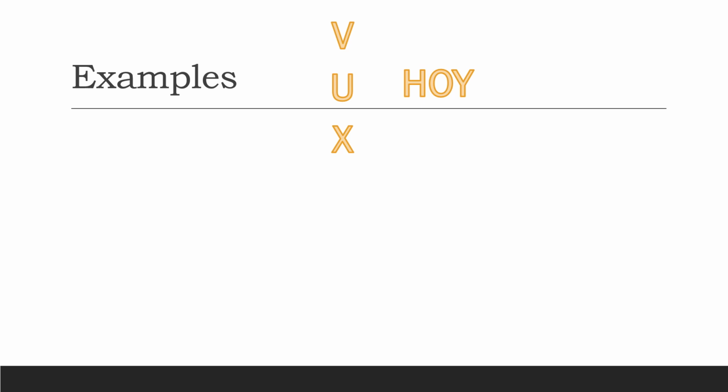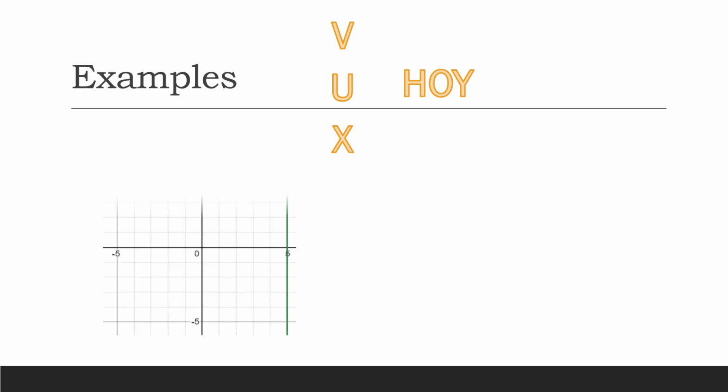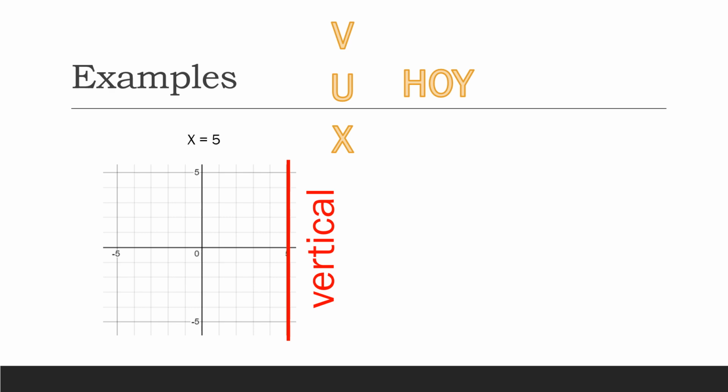So let's look at a couple of examples that deal with HOY VUX. Here you can see that we have this line. It looks like it's a vertical line, and it's actually going through the number 5. Well, since it's a vertical line, I'm going to use VUX, V-U-X. Vertical, undefined slope, means x equals. Well, what number did we cross through? Ooh, we crossed through the number 5. So my equation for this problem would just be x equals 5.